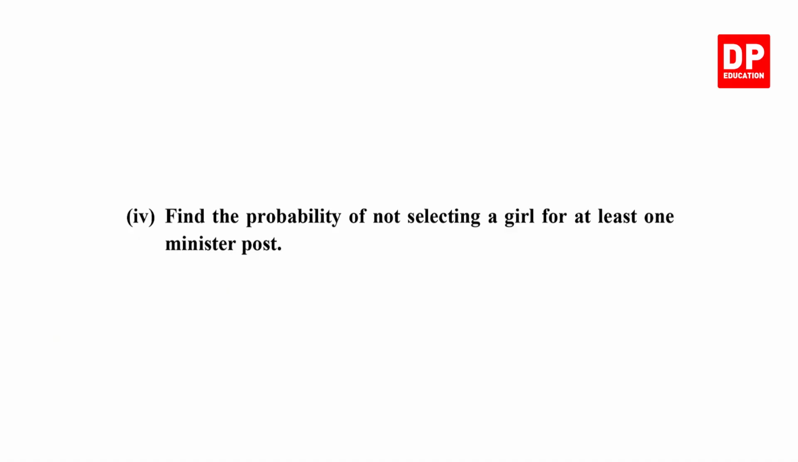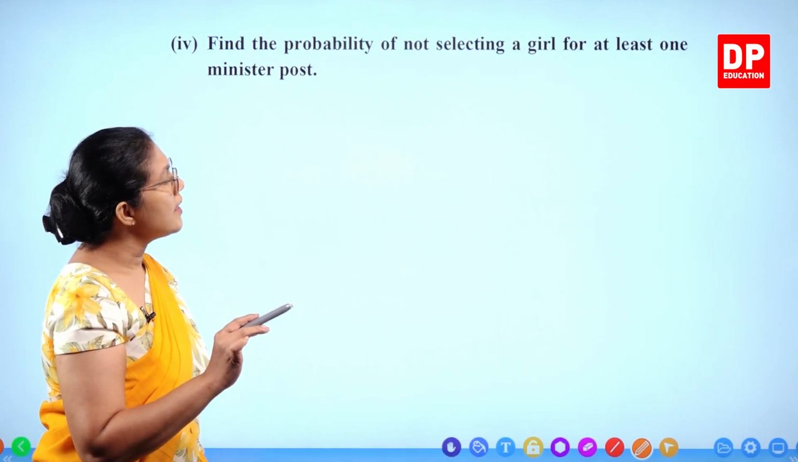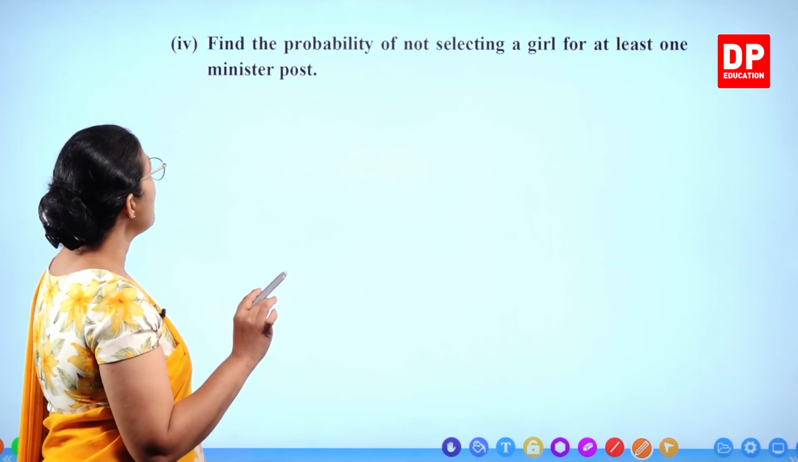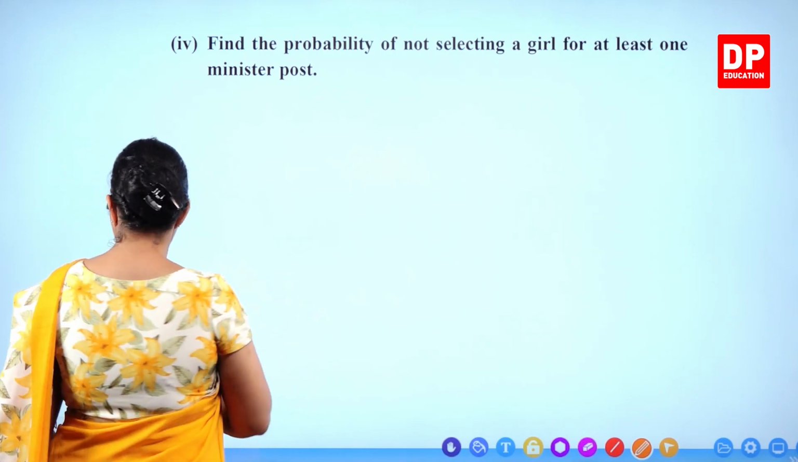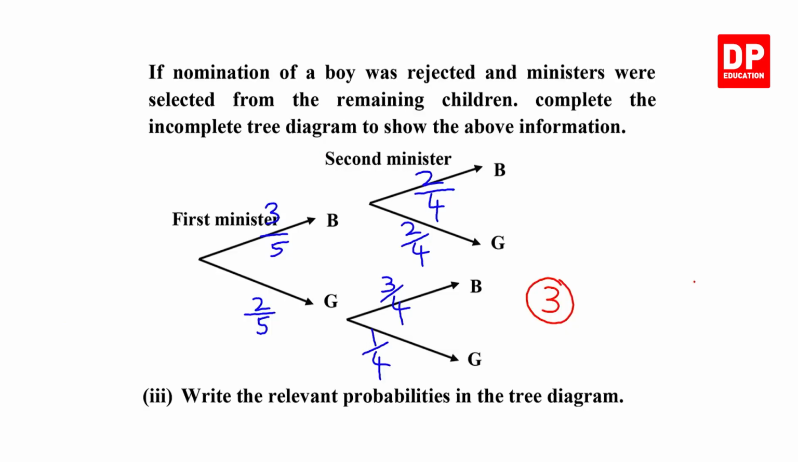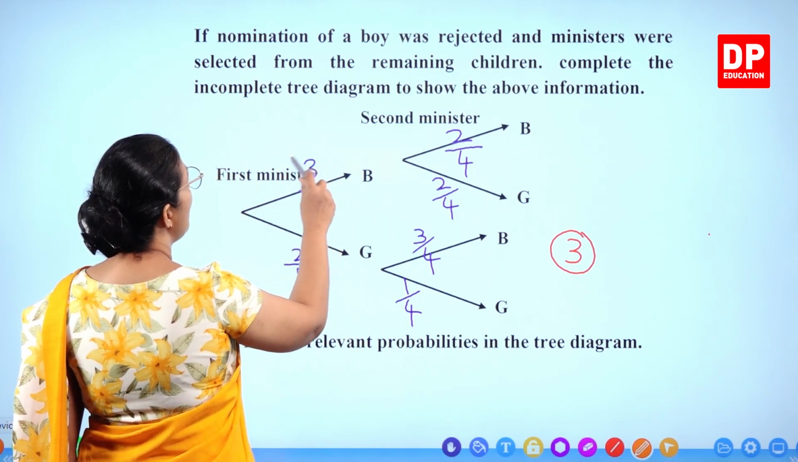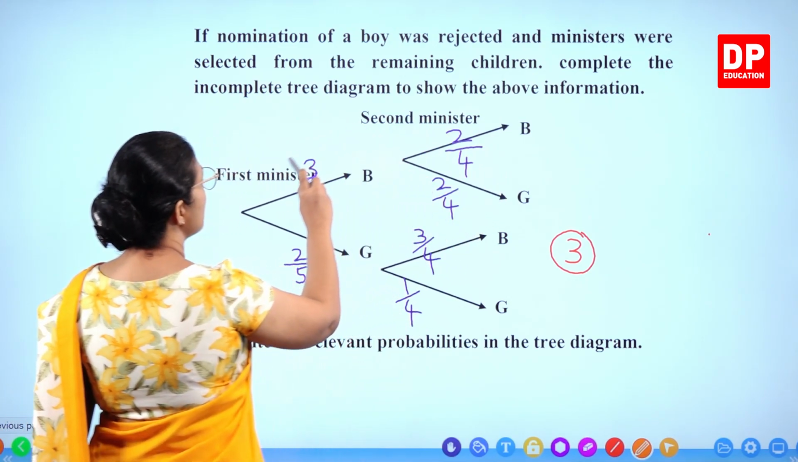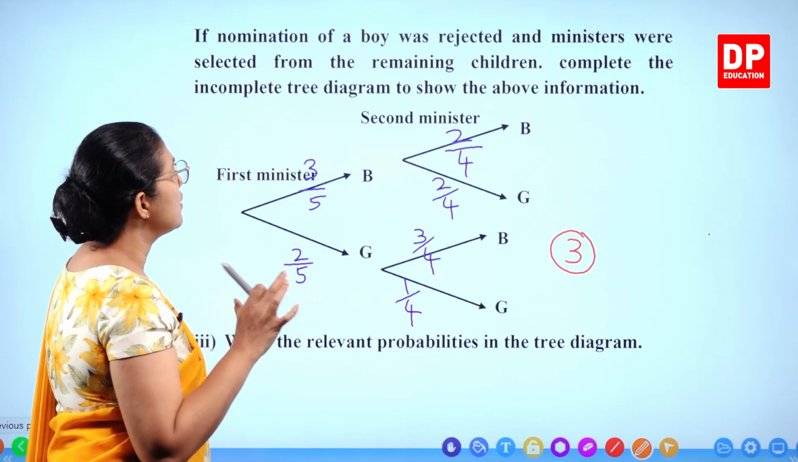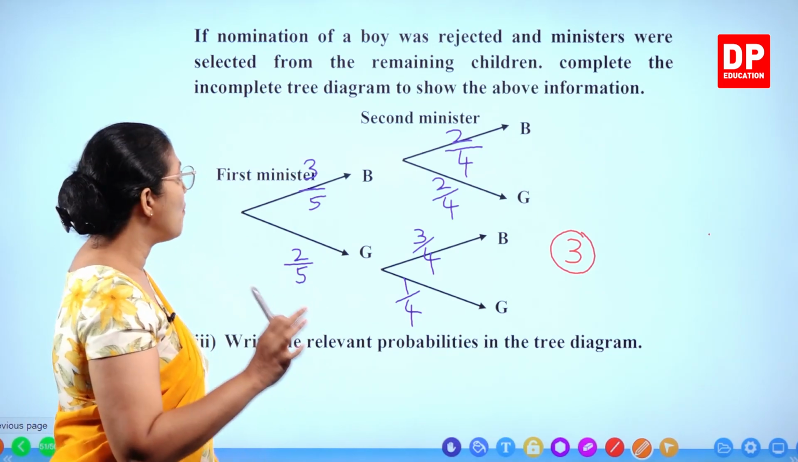Next part. Find the probability of not selecting a girl for at least one minister post. Not selecting a girl at all for at least one minister post. So what are the possibilities? Not selecting, so that means not getting a girl for the minister post. So what is the only possible path? This path. Both positions are run by boys.